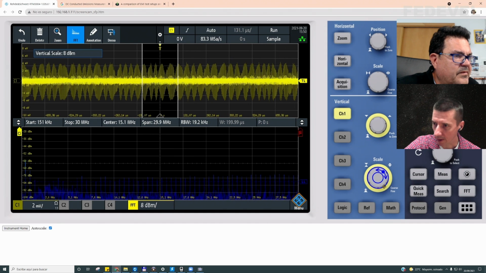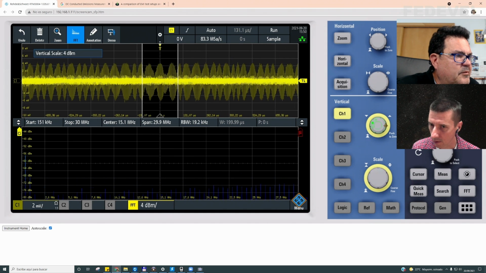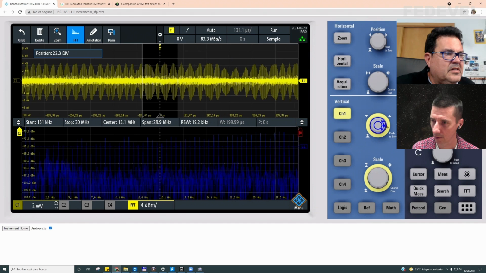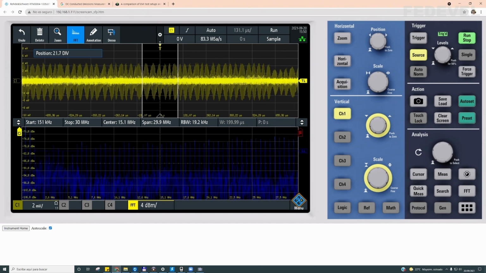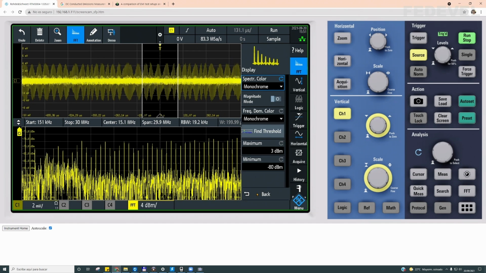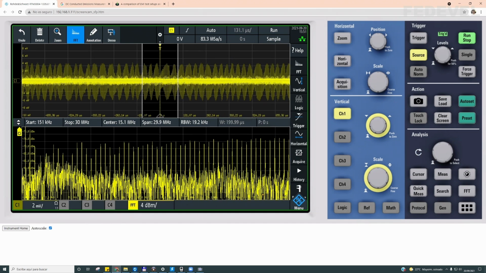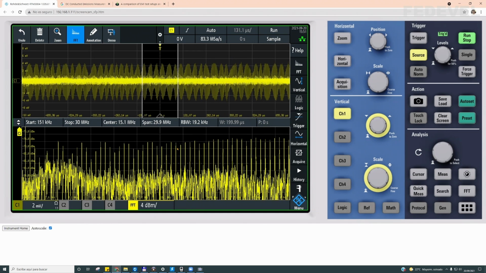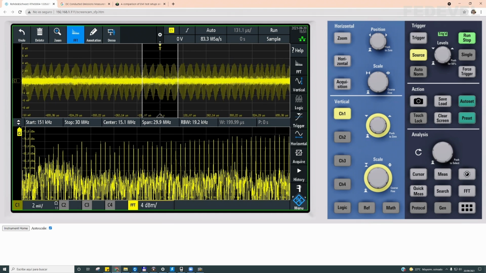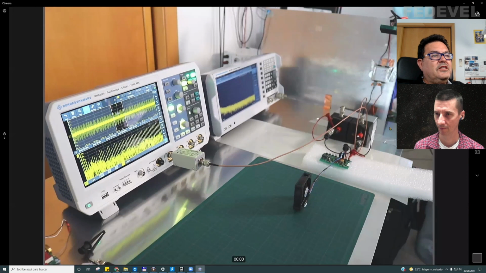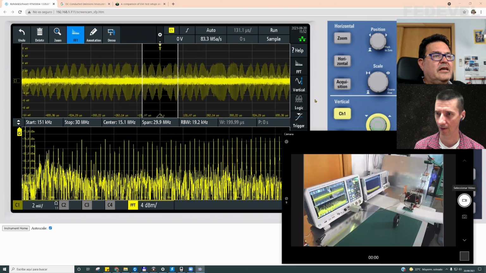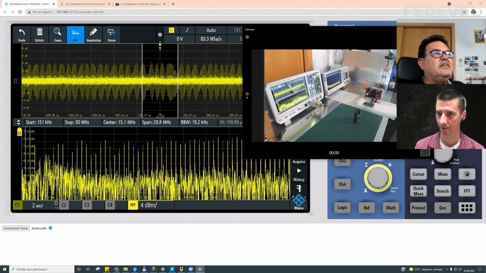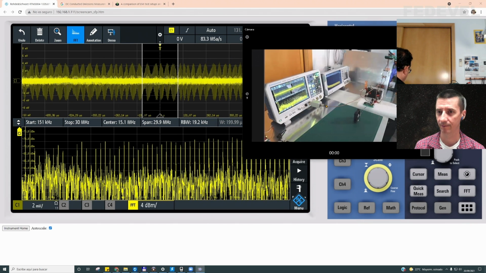Can you change the color because it's not very well visible? Yes, let me change the color. Okay, perfect. You see that it is similar. What I have done now is to move the transient protector. In my first measurement, this transient protector was not included.